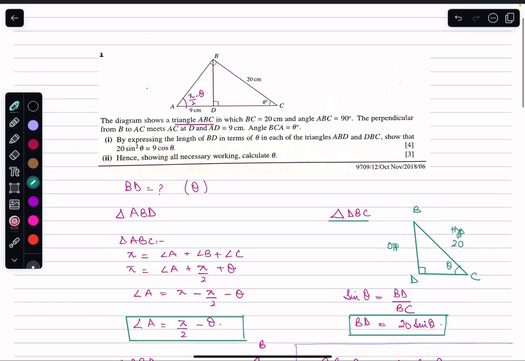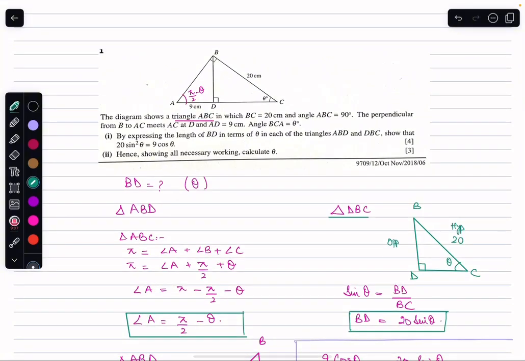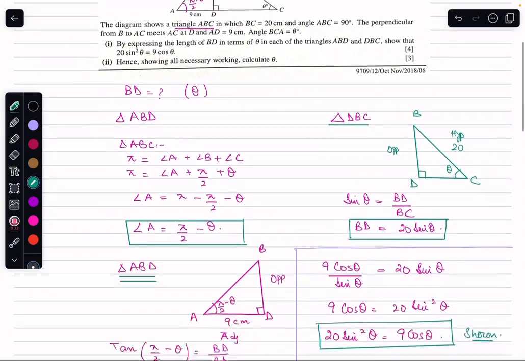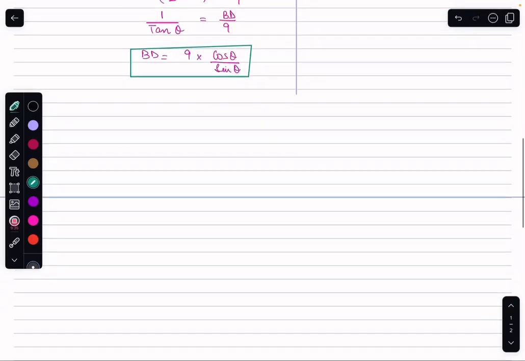So part 1 was 20 sin squared theta equals 9 cos theta, which we have just shown for this question. Second part: hence, showing all necessary working, calculate theta. So we will be using the equation from part 1, 20 sin squared theta equals 9 cos theta, to solve for the value of theta. This is the second part of the question.